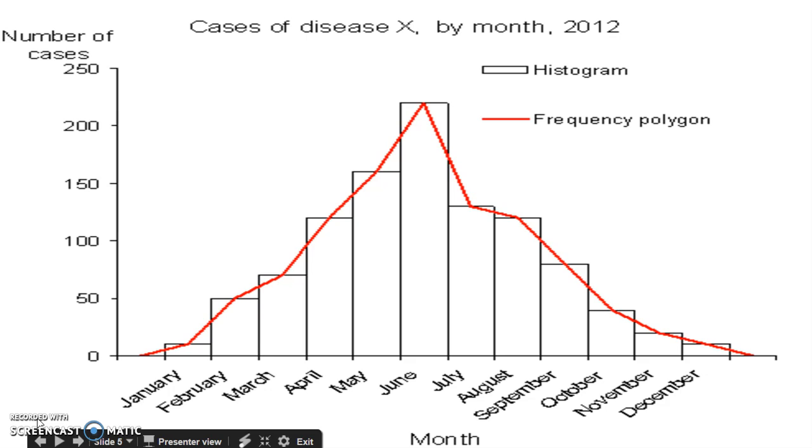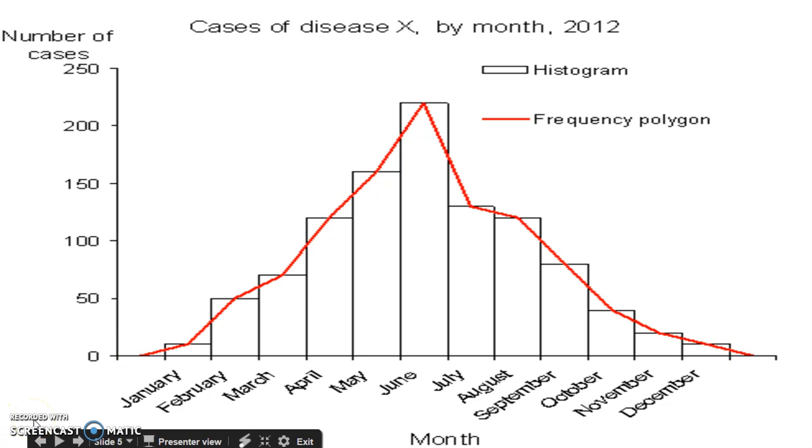One benefit of the polygon over the histogram is that it more easily allows researchers to see the shape of the data. And so here you can see that it peaks all the way in June and it rises all up until it gets to June, and then it drops off until it gets to December.